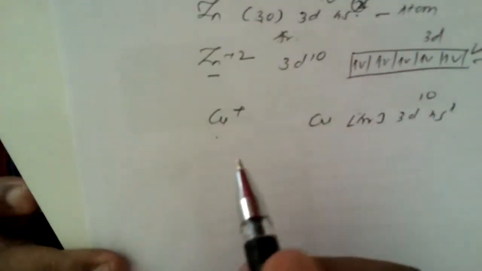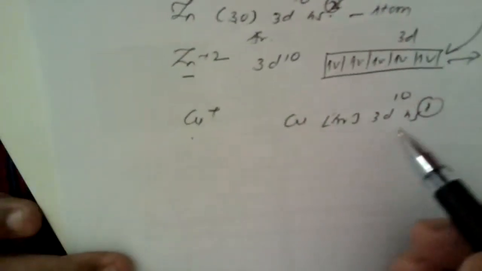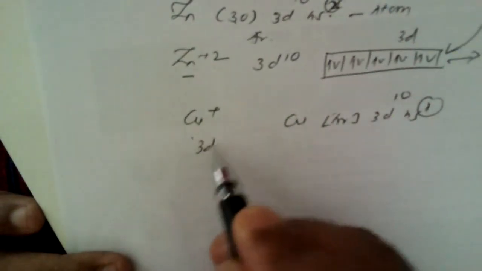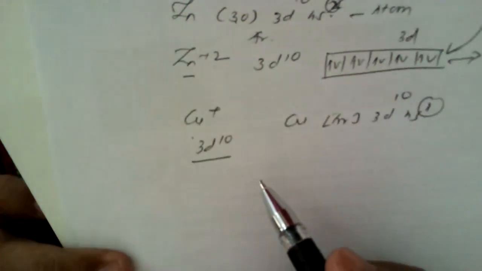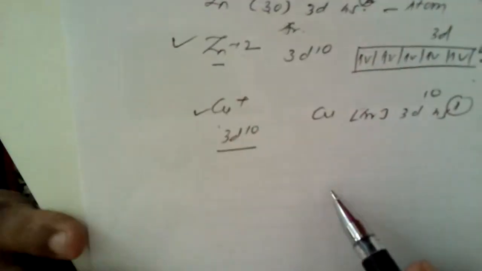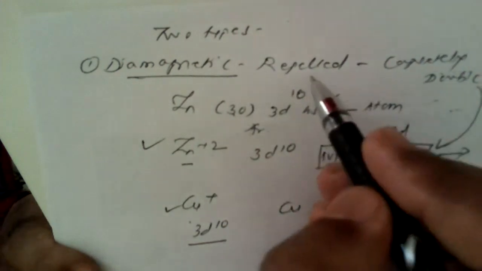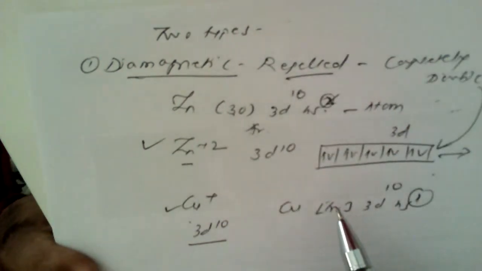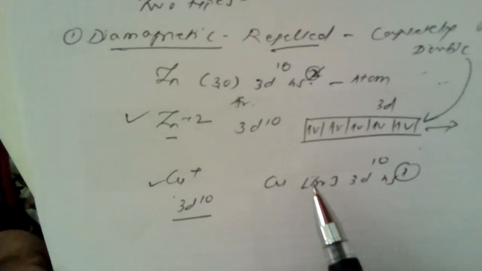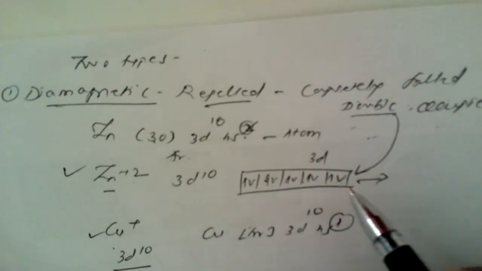When copper shows the +1 oxidation state, it loses 1 electron from 4s. So again, for copper +1, the configuration becomes d10. d10 means again double occupancy of orbitals, or a completely filled 3d orbital. Hence, copper +1 is also diamagnetic in nature. So diamagnetic substances are those which are repelled by a strong magnetic field, and it is a property of a completely filled electron subshell, or whenever there is a double occupancy of electrons.